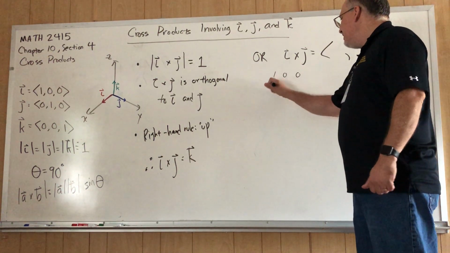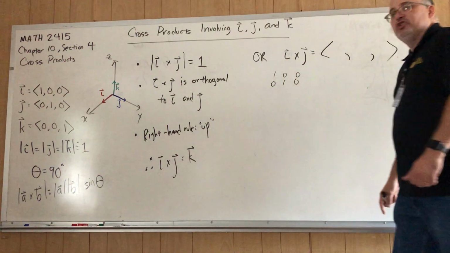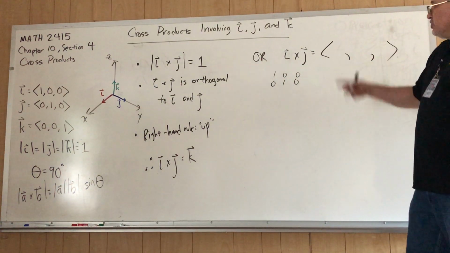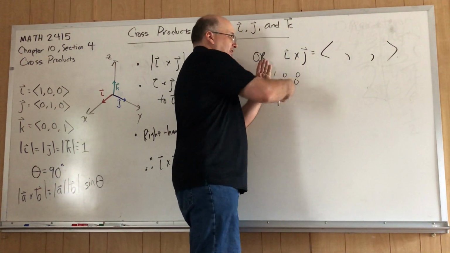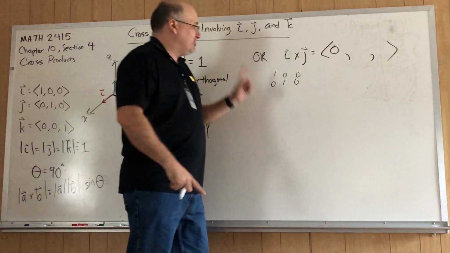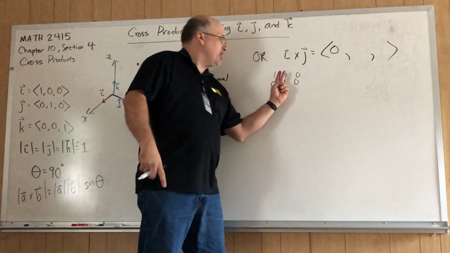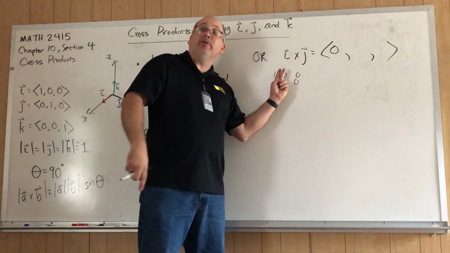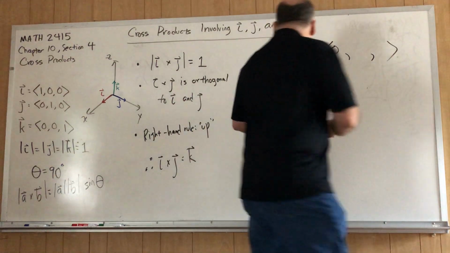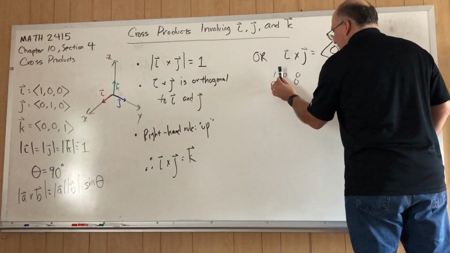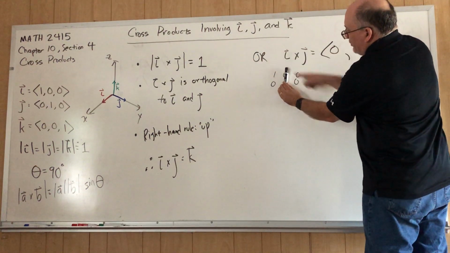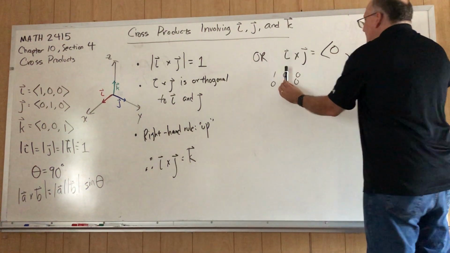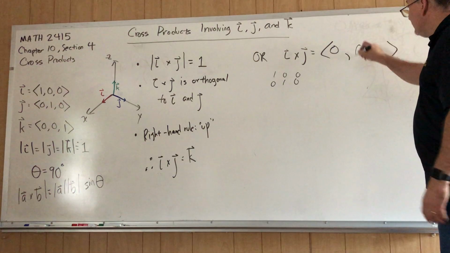Here's i, here's j, and then just set up the 2 by 2 determinants. For the first component, we would cover the first components and do the 2 by 2: 0 minus 0 is 0. For the second component, we would cover up the second components, do the determinant, but don't forget the negative. The determinant would be 0 minus 0, which is 0, then we would stick a negative on it and it would still be 0.